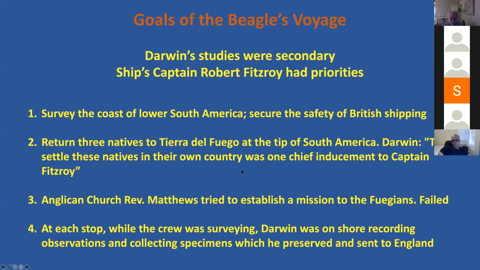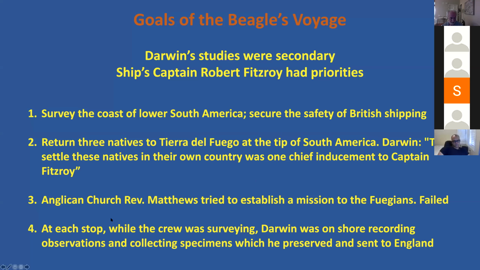Now, a third goal was religious. The Anglican Church, in the person of a Reverend Matthews, tried to establish a mission to the Fuegans. And that effort ultimately failed.